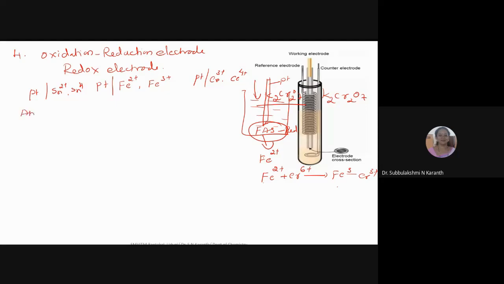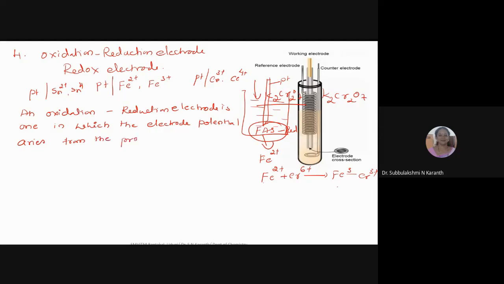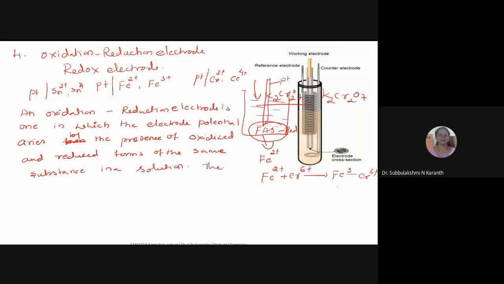Or in other words, we can write it as: an oxidation reduction electrode is one in which the electrode potential arises from the presence of oxidized and reduced forms of the same substance in a solution.